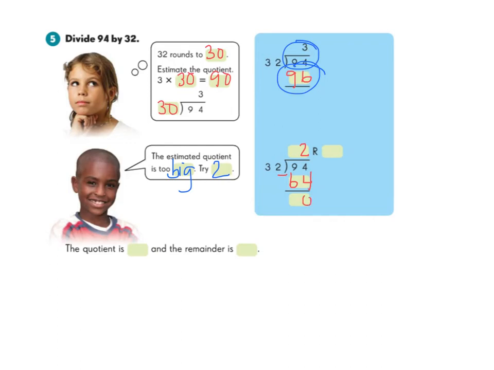4 minus 4 is 0. 9 minus 6 is 3, giving us a remainder of 30. So our quotient is 2, and our remainder is 30. You would write your answer as 2R30.